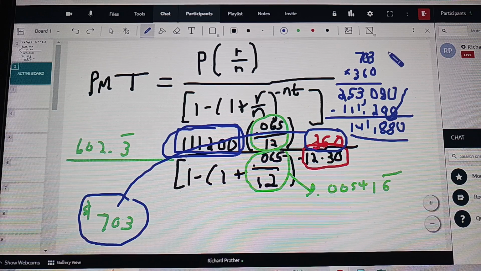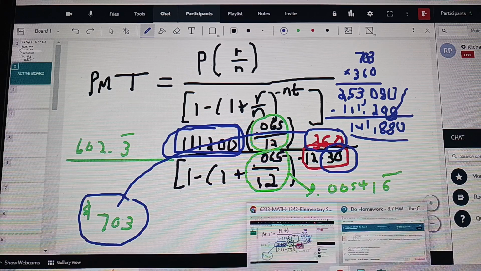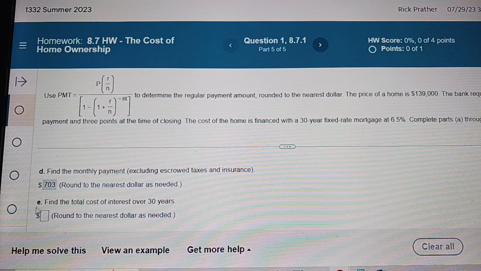At least with cars, it's not that bad, because two reasons why. One is that the price is much lower, and secondly, you do it in 3, 4, 5, or 6 years instead of 30 years. But this is also why if you can do it in 20 or 15 years instead of 30, the interest will be a lot less, even though the monthly payments will be higher. So 141,880.